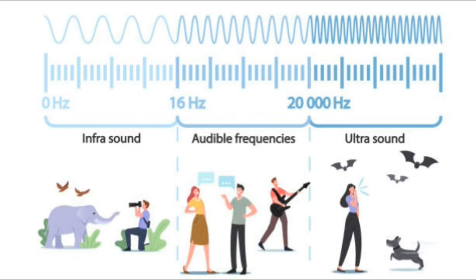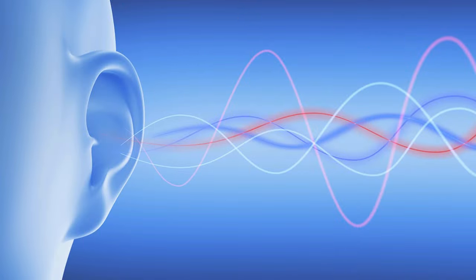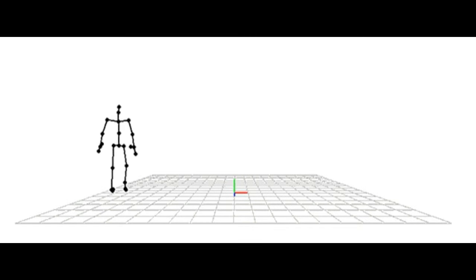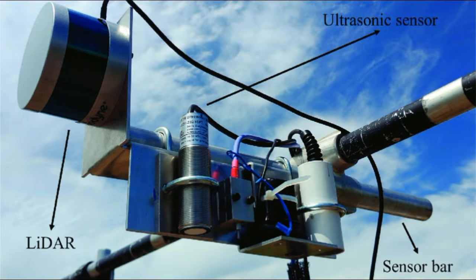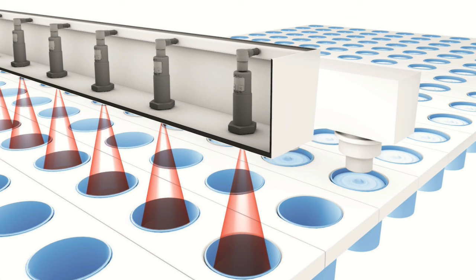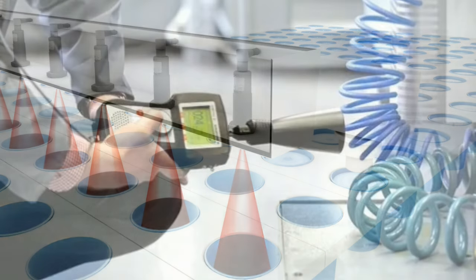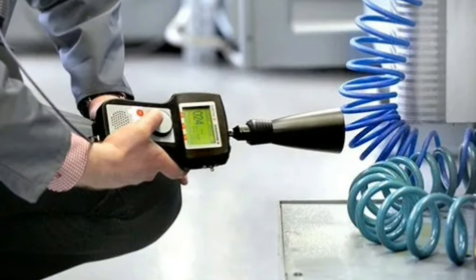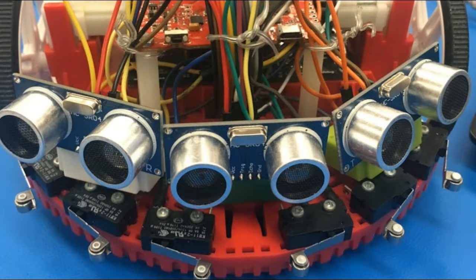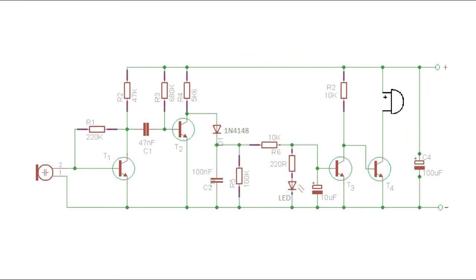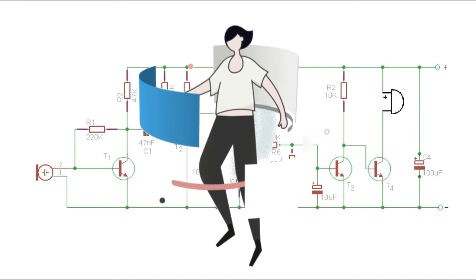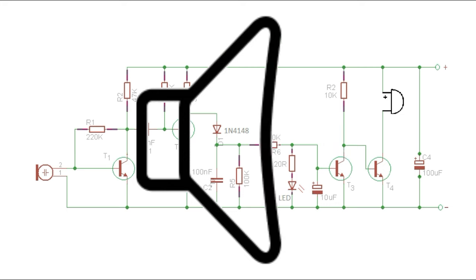Ultrasonic alarms receive high-frequency sound waves that are not audible to the human ear, but can be used to detect the presence of objects or movements within a specific range. These alarms are widely used in various applications, such as security systems, industrial automation, leak detectors, and robotics. In this part, I will show you how to build a simple ultrasonic alarm circuit that can detect the presence of objects or movements within a specific range and trigger an alarm.